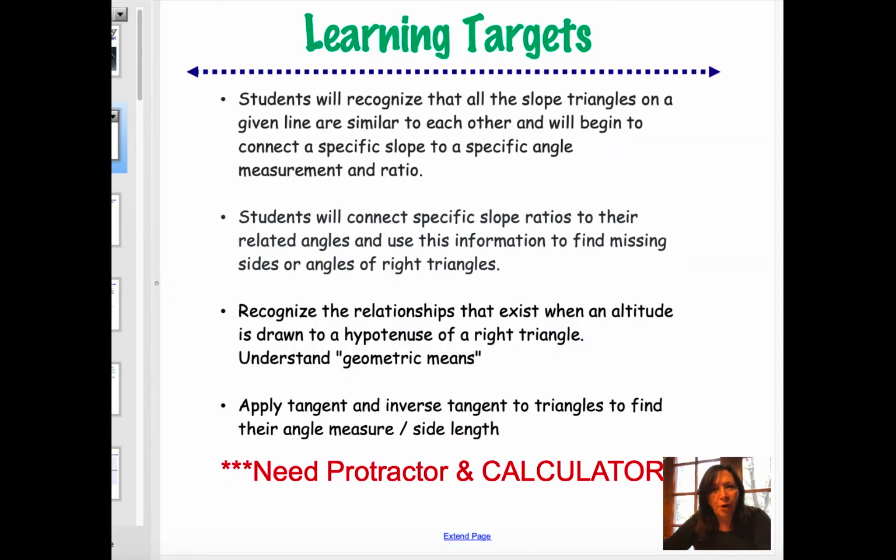Our learning targets are to recognize slope triangles given a line, and also angle measurements and ratios, connecting specific slope ratios to their related angles, find missing sides or lengths of angles of right triangles, and also talk about geometric means and arc or inverse tangents. You will need a protractor and a calculator for today, so make sure you have that available.